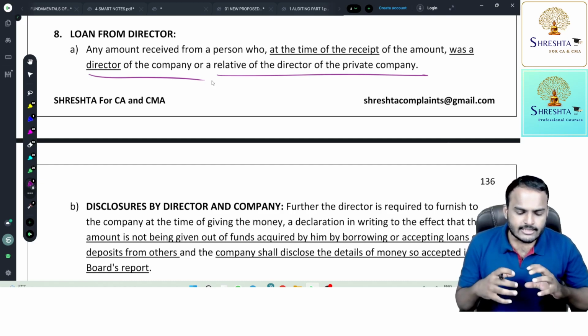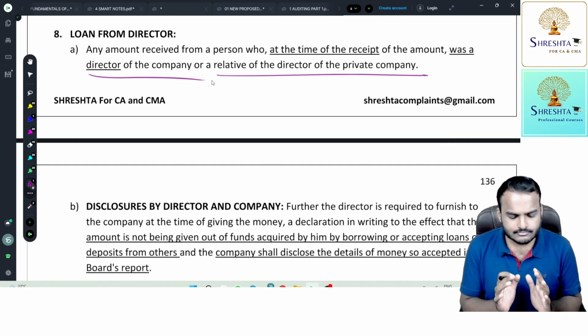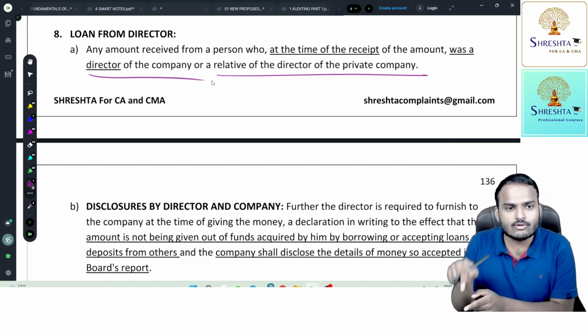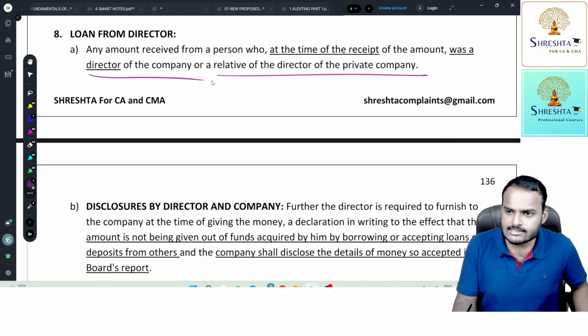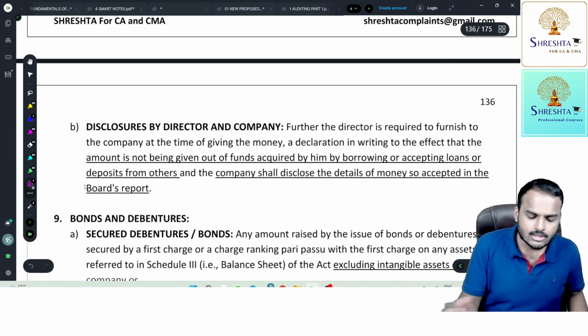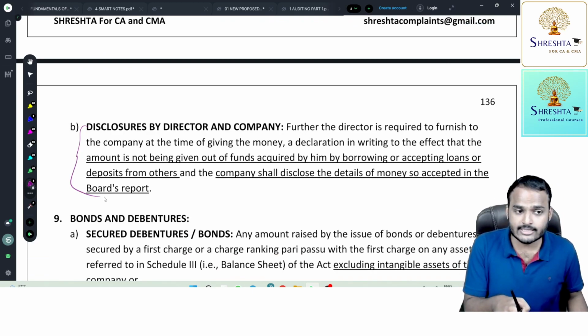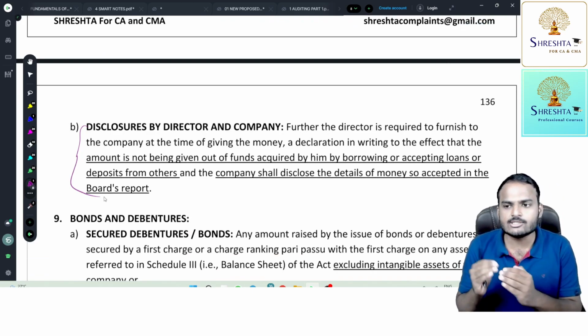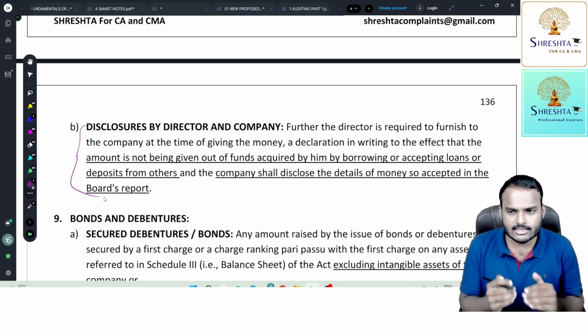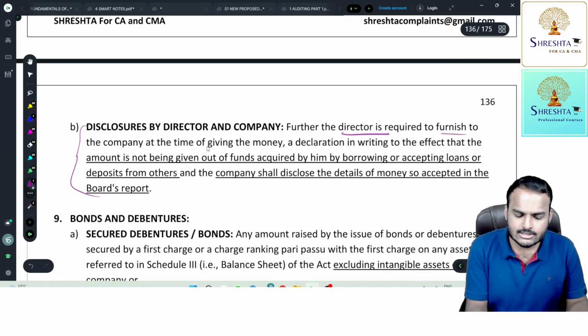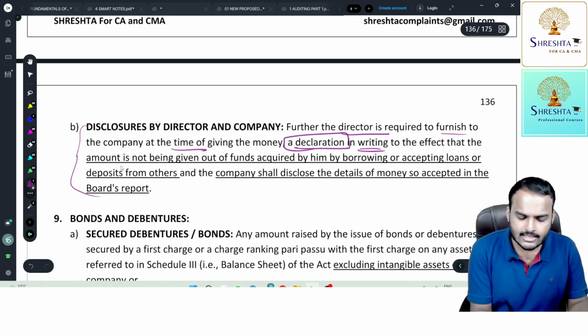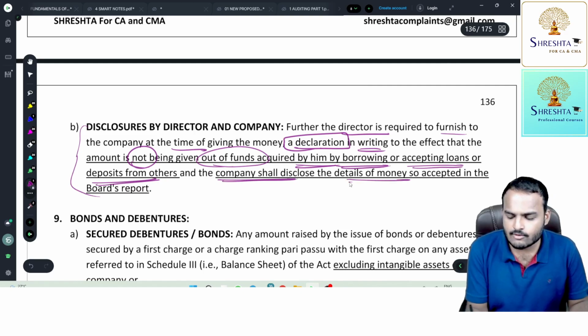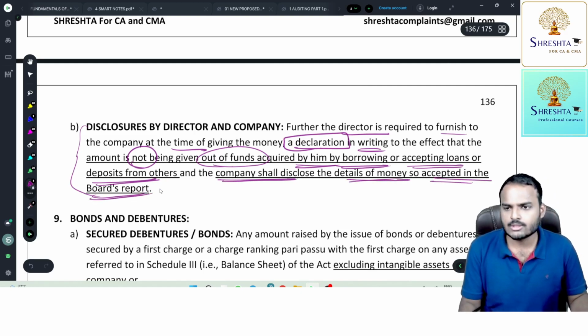Now the point is, any money received from the director, in case of private company, along with the director, relative of the director, is not termed as deposit, but you need to satisfy two conditions. If these conditions are not satisfied, then it is also treated as a deposit. So what is that condition, sir? The director is required to furnish to company a declaration, at the time of giving a money, a declaration in writing to the effect that the amount is not being given out of funds acquired by him by borrowing or accepting loans or deposits from others, and the company shall disclose the details of money so accepted in the board's report.